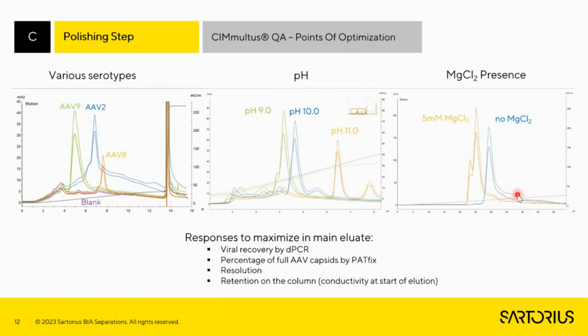So all of the degraded AAVs, damaged aggregated AAVs will move to the earlier side and elute as a single fraction seen here. So whenever we're doing any kind of optimization of the QA or any other polishing step, the parameters that we want to maximize and control are really the vector recovery by PCR, the percentage of full AAV, so to really have the highest enrichment possible, resolution between the species, so the empty, the fulls, the damaged capsids, and all of the other subvariants, and also retention on the column.